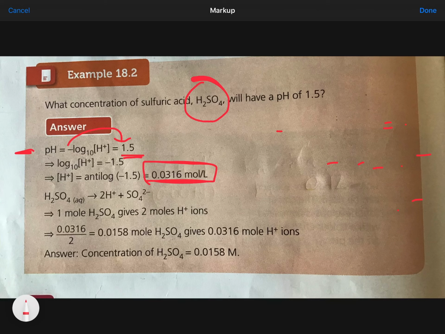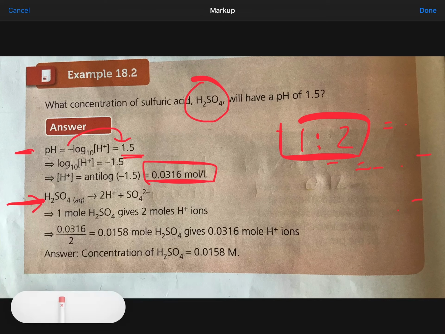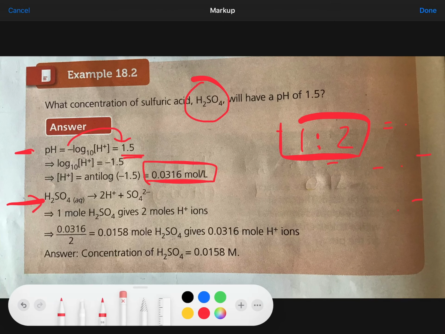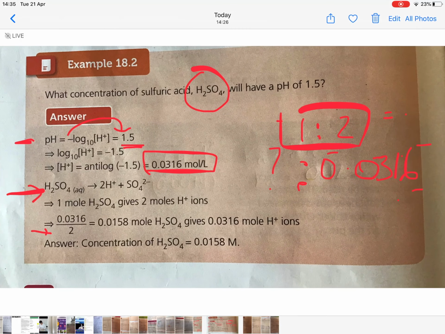But the other twist to this question is that it's a dibasic acid. So look, 1 mole of H2SO4 will dissociate to give you 2 H+ and SO4 2-. So look, the ratio is 1:2. So in this instance, your hydrogen ion concentration here is 0.0316. So what would be the concentration of the acid? You have to halve it. Okay, see them halving it there? Because the hydrogen ion concentration is twice the concentration of the acid.